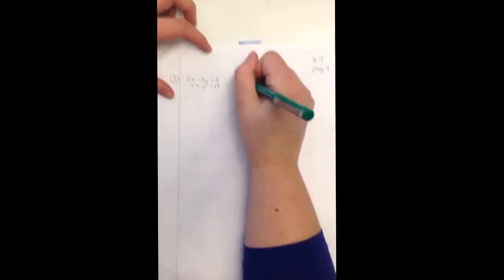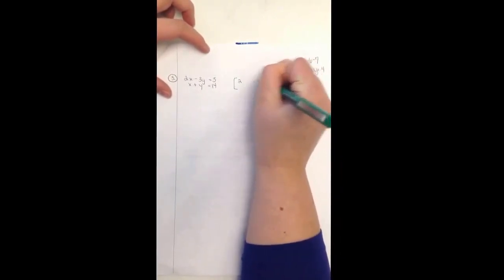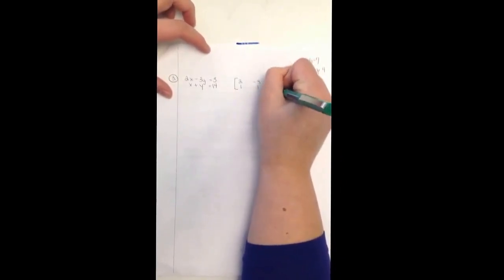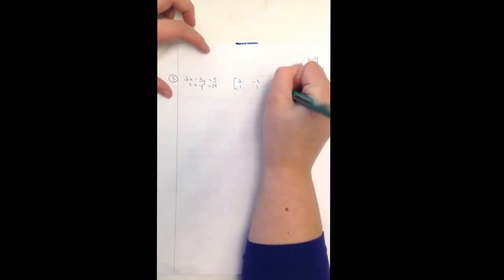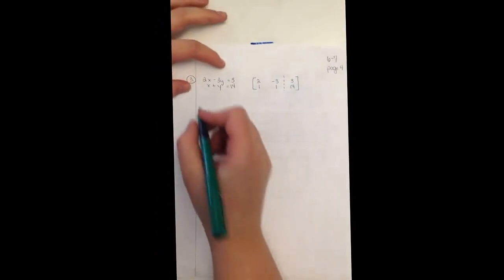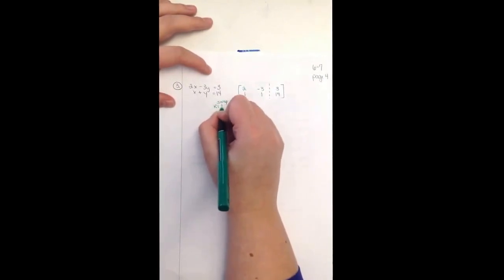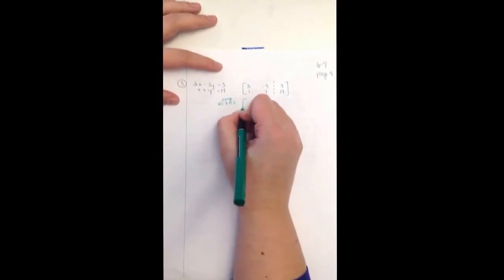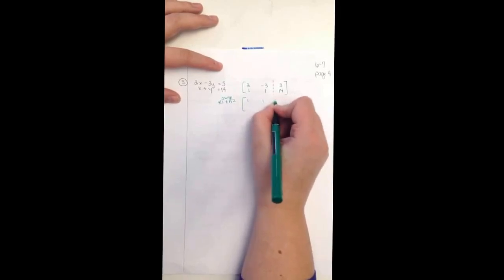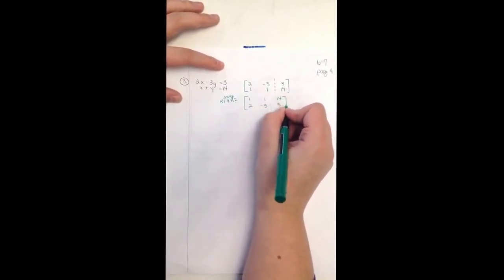So let's set up our matrix. We have 2, negative 3, 3, 1, 1, 14. Now, it's easiest if we start off with the 1 in the top position. So let's swap row 1 and row 2. So I have 1, 1, 14, 2, negative 3, 3. Now that 1 is where I want it to be.